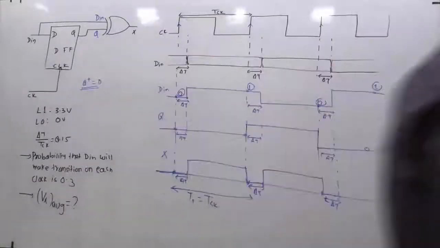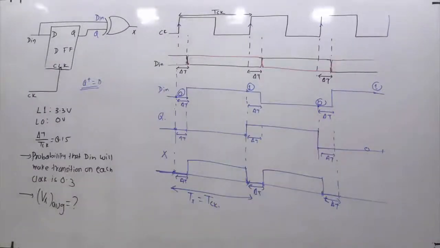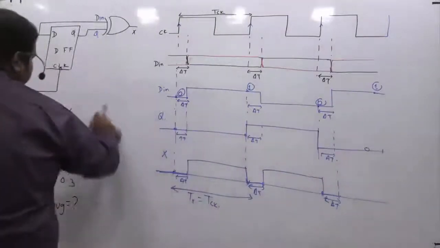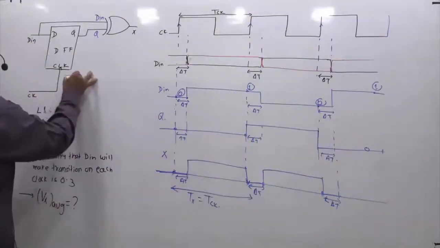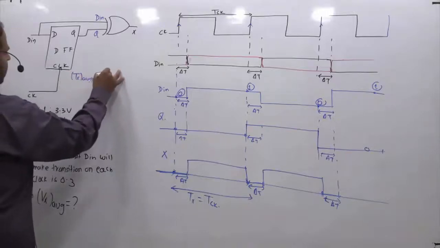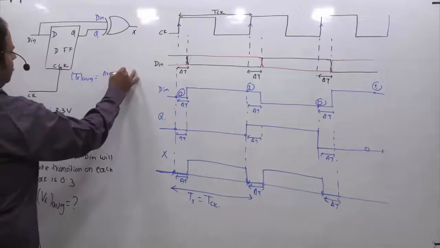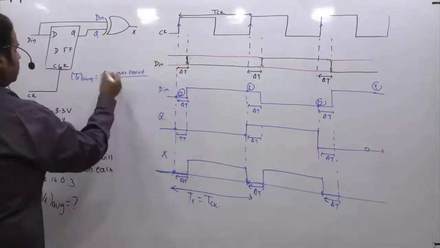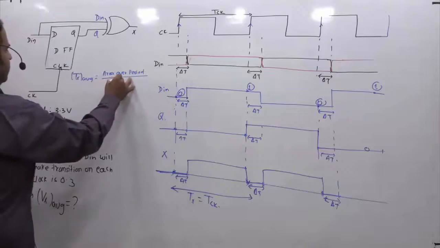Now you know very well the average value formula of a periodic waveform. You know, the Tx average is given by area over period, divided by the time period.